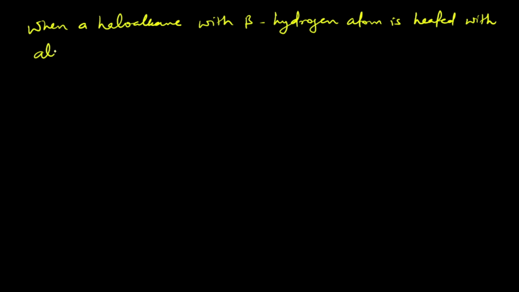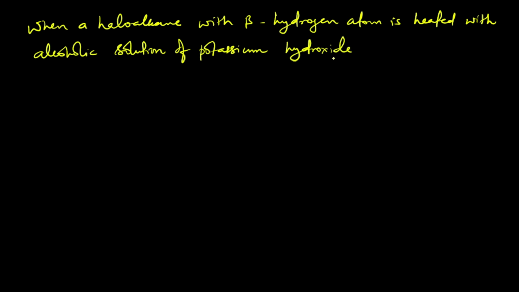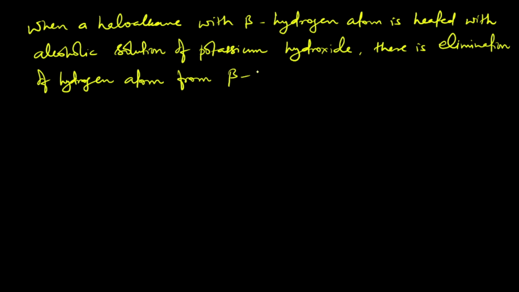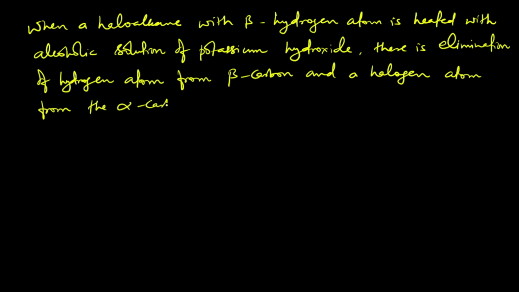with an alcoholic solution of potassium hydroxide, there is elimination of a hydrogen atom from the beta carbon and a halogen atom from the alpha carbon atom.